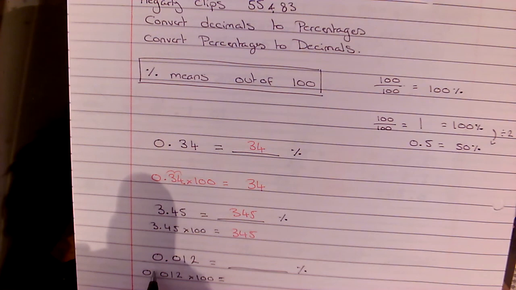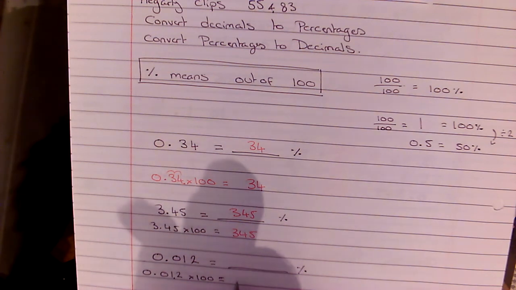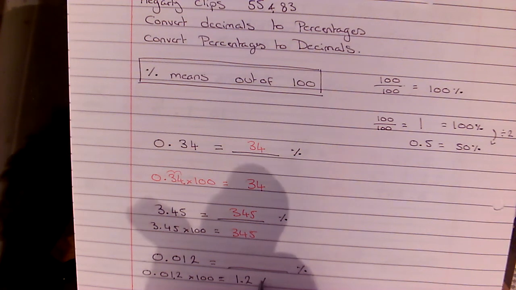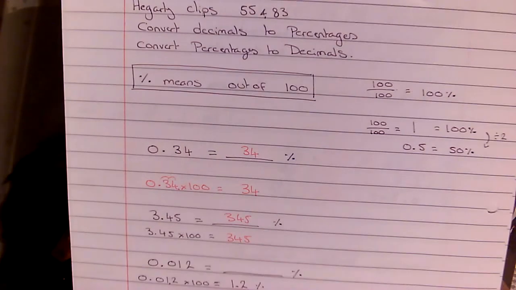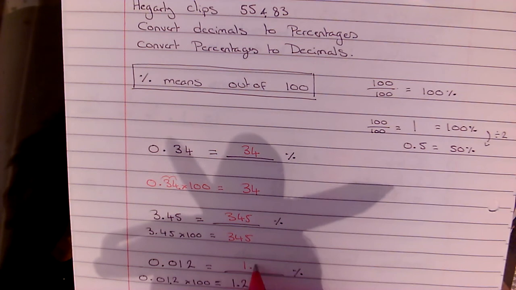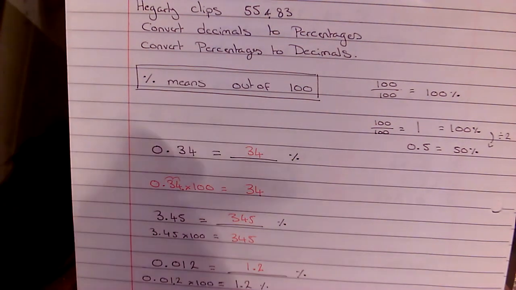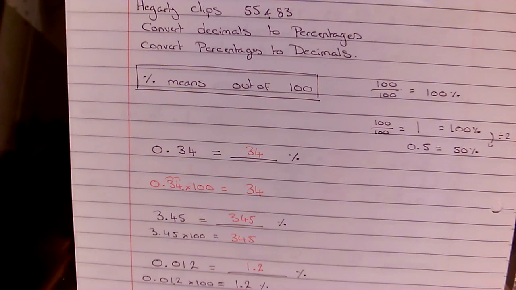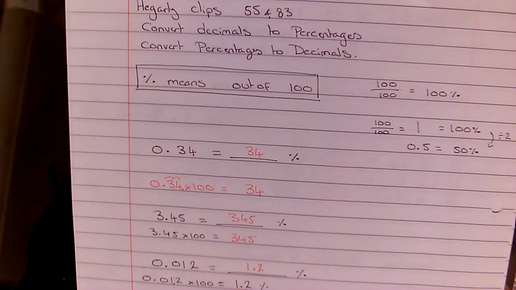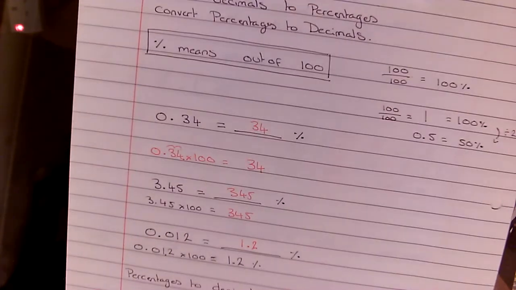Move the decimal point 2 spaces. It comes between the 1 and the 2. So it's going to be 1.2% as our answer. So our answer, 1.2%. And yes, we can have a point of a percent, much like we can get more than 100%. A common misconception, but we can have more than 100%.